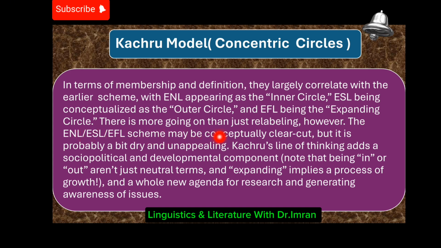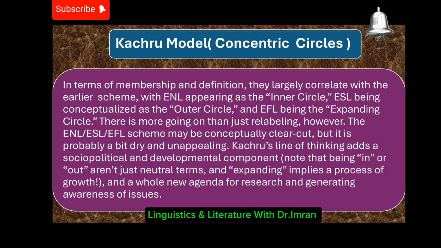So there is more going on than just relabeling. However, the English as a native language, English as a second language, English as a foreign language scheme may be conceptually clear-cut, but it is probably a bit dry and unappealing. Which one? The Strange model. Kachru's line of thinking adds a socio-political and developmental component. Note that being in or out aren't just neutral terms, and expanding implies a process of growth and a whole new agenda for research and generating awareness of issues.